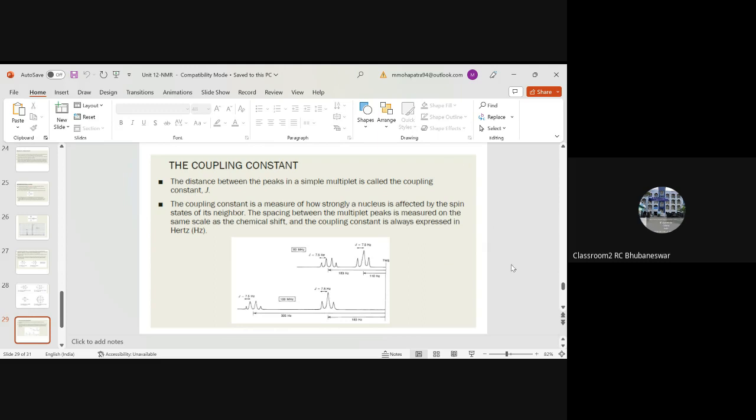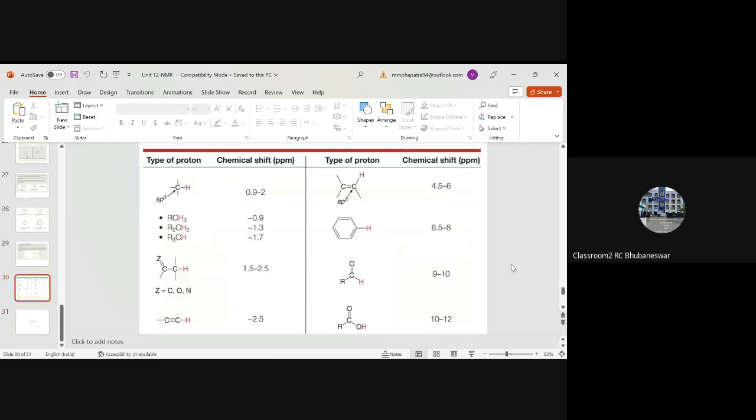Okay, chemical shift you are expressing in terms of ppm. So here you just see the type of these things you must remember: the type of proton and the chemical shift region where you are expecting.